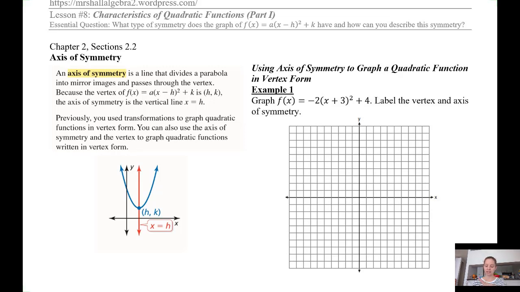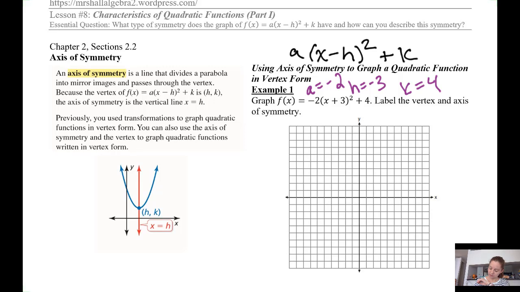Let's do an example. In example 1, we're given a function f(x). We need to graph it and label the vertex and axis of symmetry. So this is in vertex form. In vertex form, I can identify my constants. I have a = -2, which means that the graph is a reflection over the x-axis. I have that h is equal to -3, because you remember that the form is a(x - h)^2 + k. And so minus a -3 will result in x + 3, and k = 4.